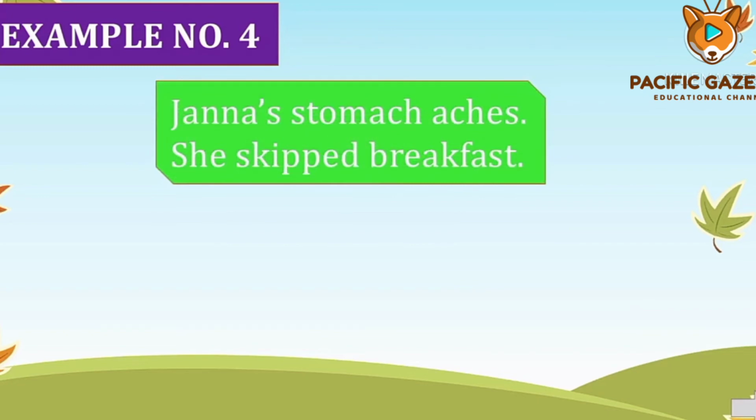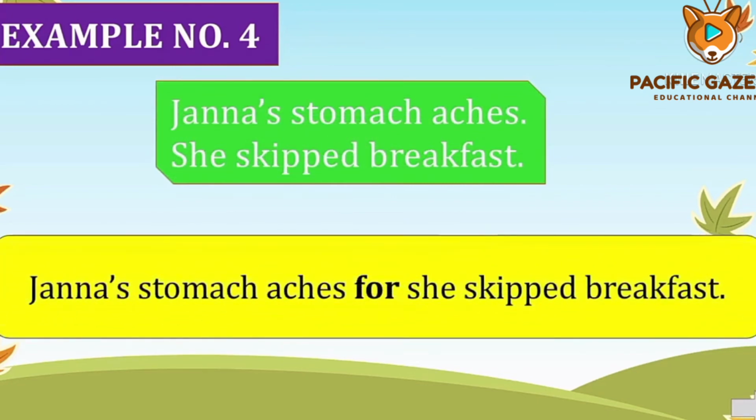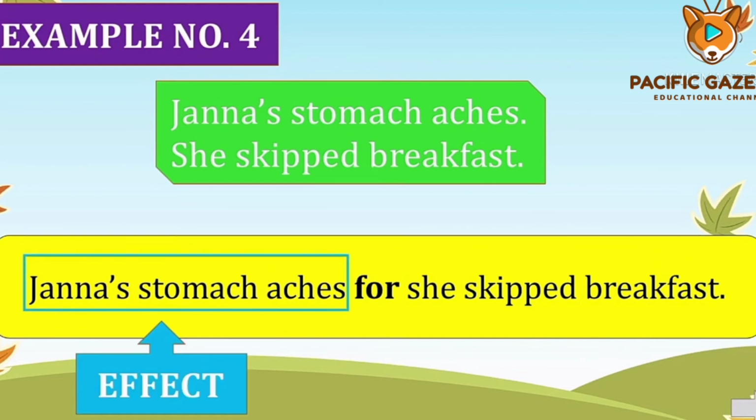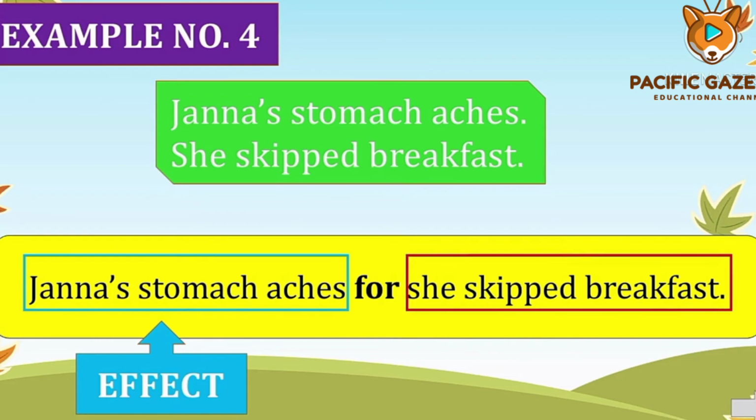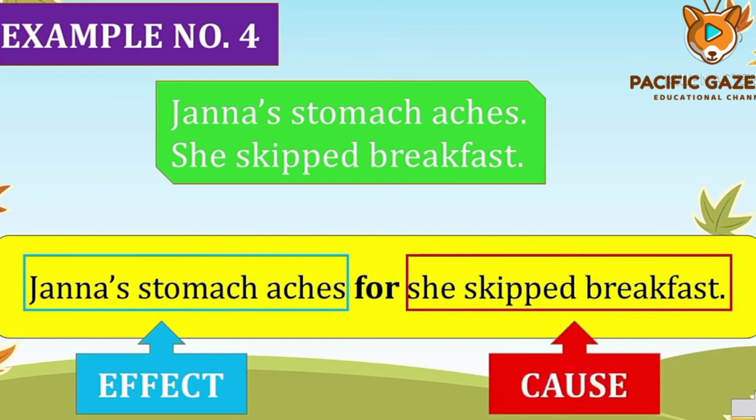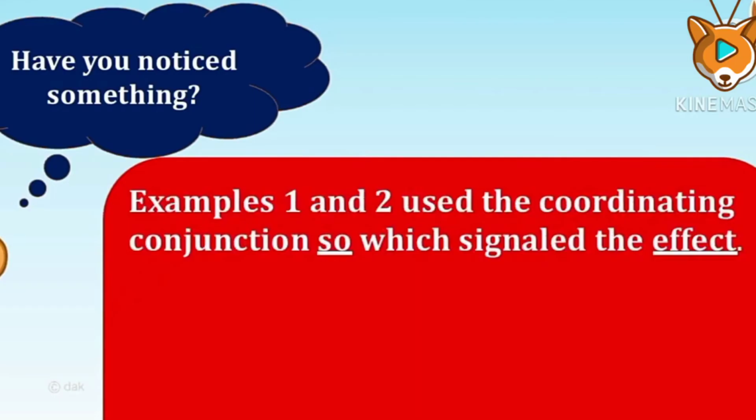Example number 4. Jana's stomach aches. She skipped breakfast. Jana's stomach aches for she skipped breakfast. Jana's stomach aches is the effect. She skipped breakfast is the cause. It is the reason. And it is being connected with the conjunction for.